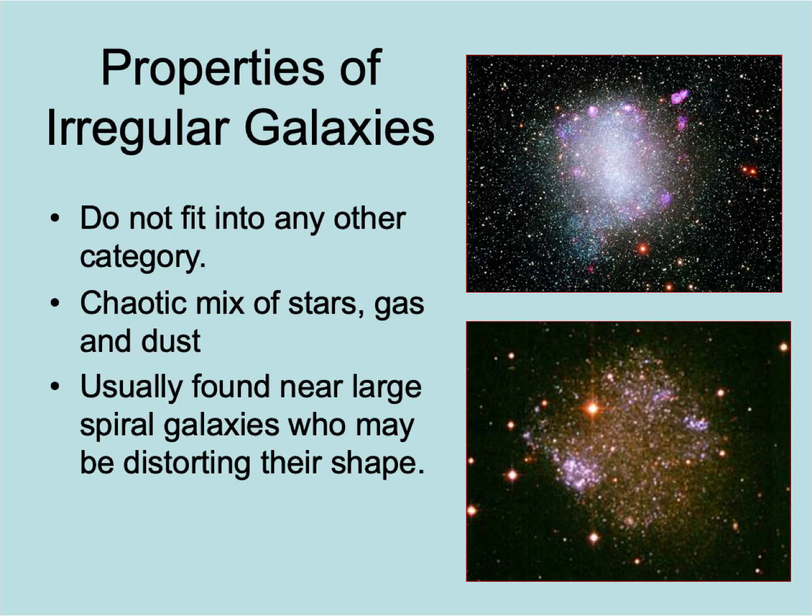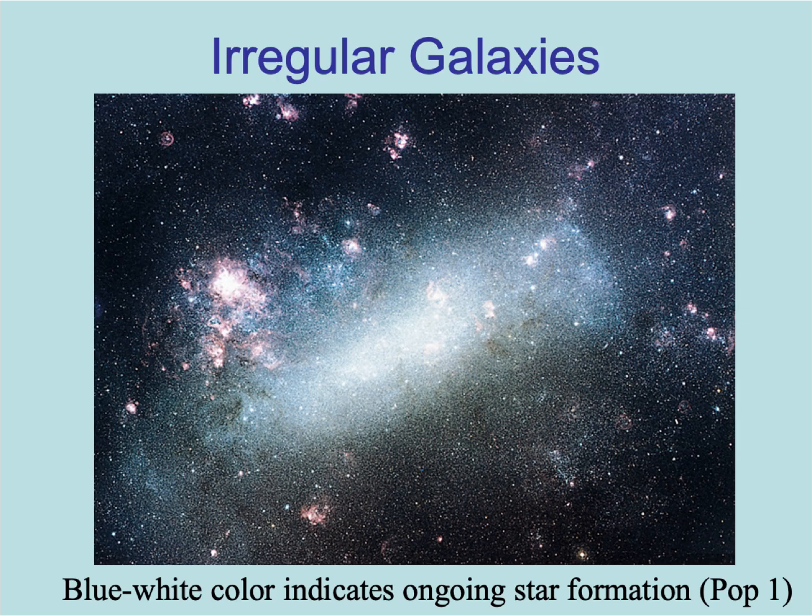Irregulars are those galaxies that do not fit into any of the other categories. They are just chaotic mixtures of stars, gas, and dust. These irregular galaxies are often found near other galaxies that are gravitationally distorting their shape. Here's another image of an irregular. No spiral arms, no regular oval shape, just a lot of random splotches around. The brighter blue-white area is a star-forming region.